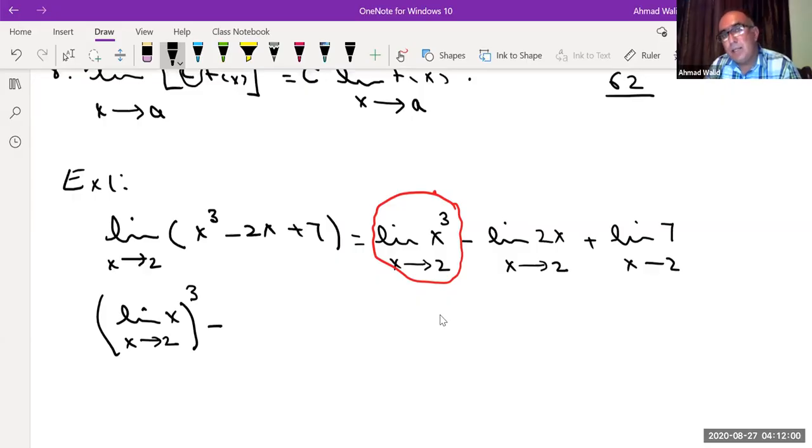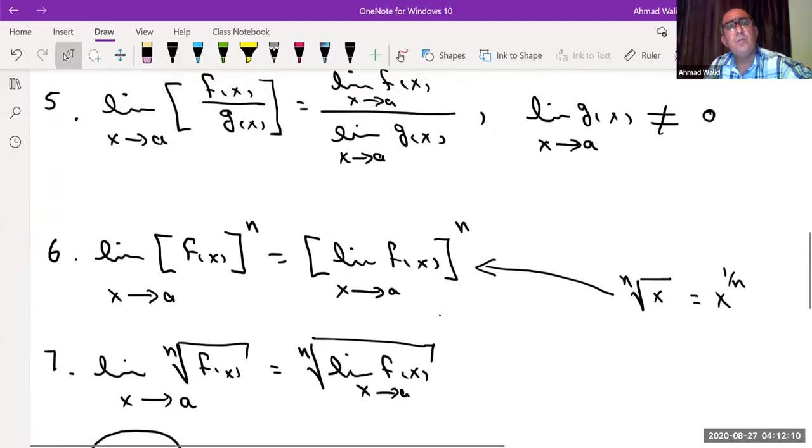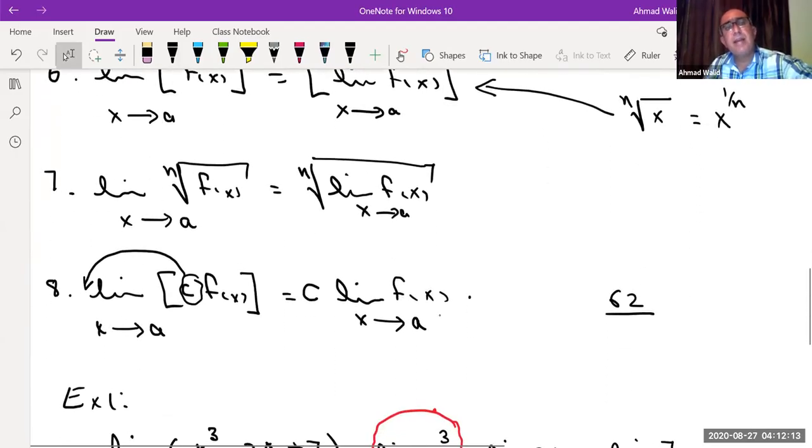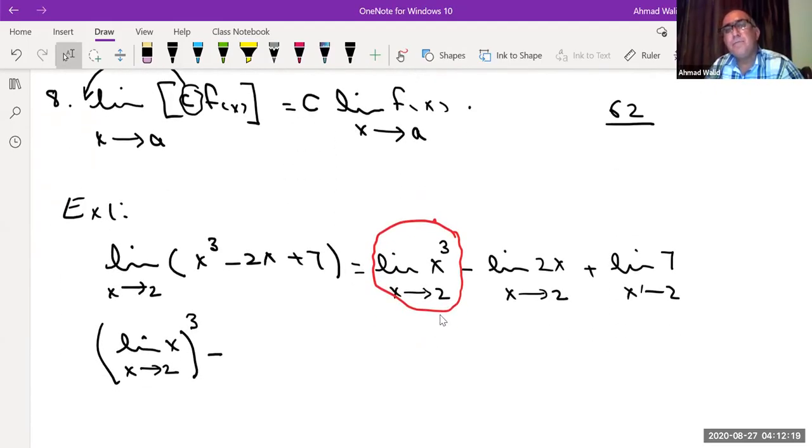Minus, in the second part of the problem, you have a constant of 2. Which rule was that? Number 7 or number 8 that I talk about constant? Or maybe number 5. Let's see which one. Number 8. You have c f of x. Then you can write this one as 2 times the limit of x as x approaches 2, plus the limit of 7 as x approaches 2.